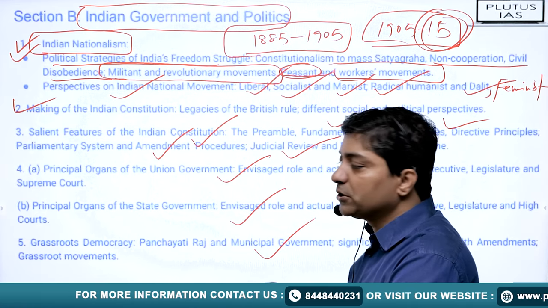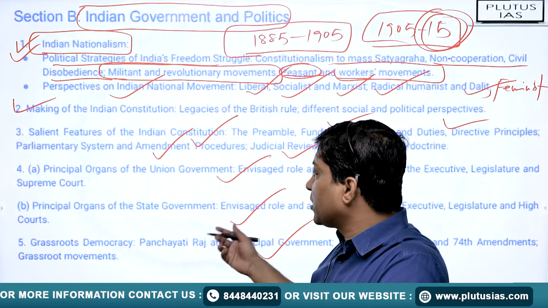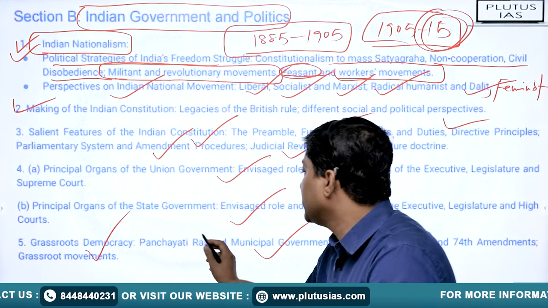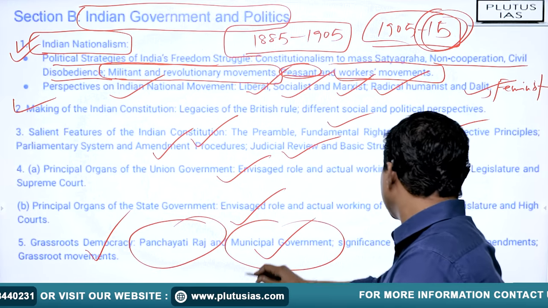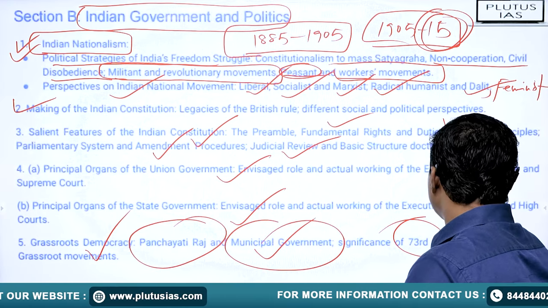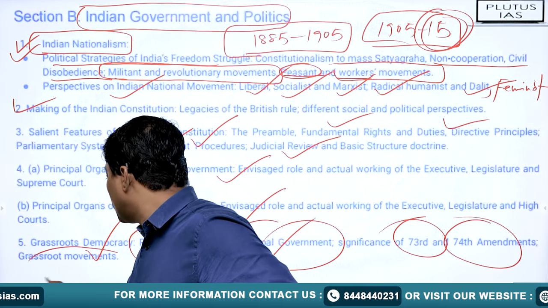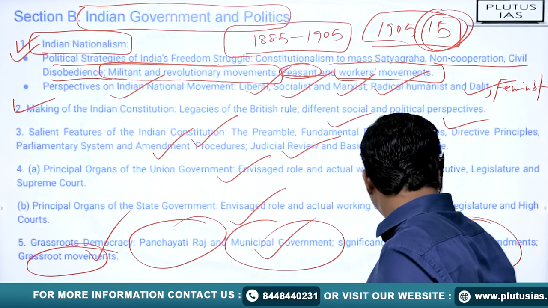Principal organs of the union government, right? Principal organs of the state government, then grassroots democracy, look at that: panchayati raj, municipal corporation, significance of the 73rd and 74th amendments to the constitution, grassroots movements in India.